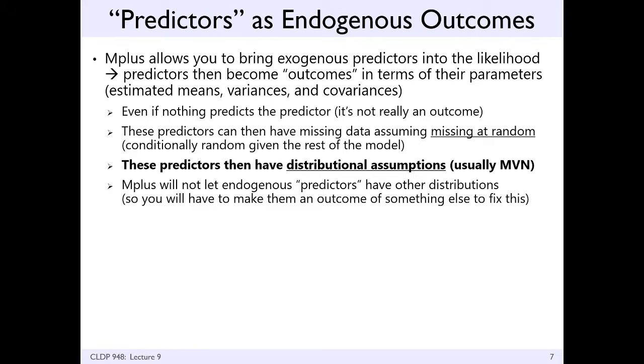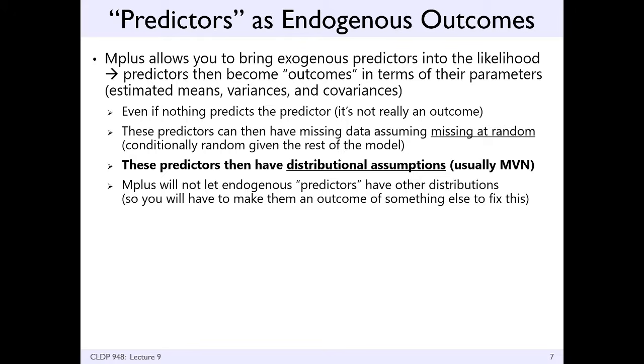So where does this idea that missing data get handled come from? If you trick it. If you bring the predictors into the likelihood, that means you trick the program into thinking they're an outcome. Even though they're not being predicted by anything, if you refer to some aspect of their distribution, their mean, their variance, or their covariance, now they're outcomes. They're in the likelihood. That means you assume missing at random, and you can have people with incomplete data on those predictors. Sounds cool, right?